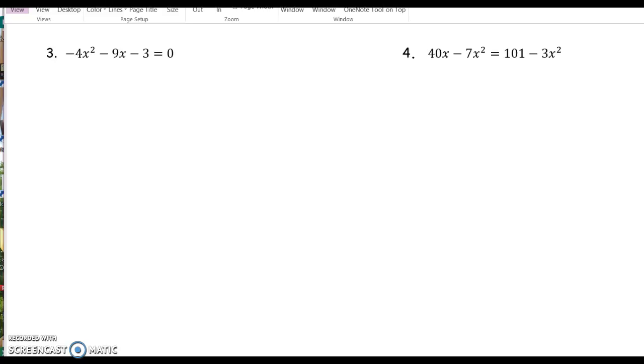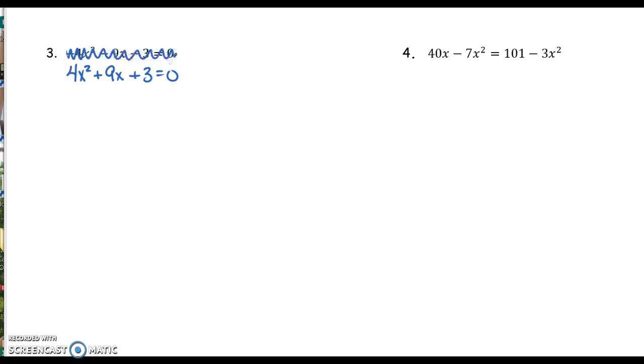So I'm basically going to divide everything by negative 1, or you could think of it as just changing everything to the opposite. We could also think of it as adding 4x squared to both sides, adding 9x to both sides, and adding 3 to both sides, just to kind of flip it around. So this will be 4x squared plus 9x plus 3 equals 0. Having your x squared or having your a value be positive makes everything easier. And once we have this done, I'm going to cross this other thing out so it doesn't confuse us.